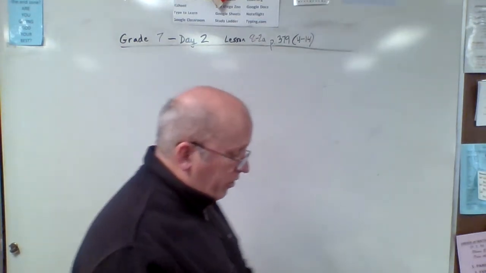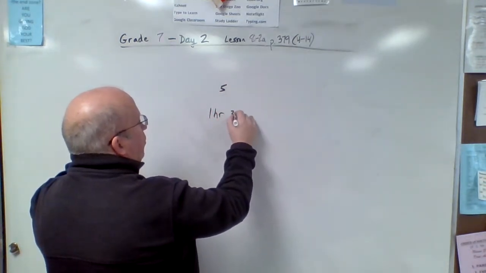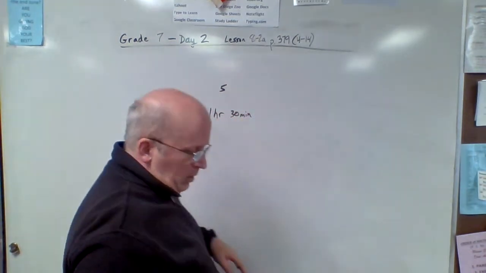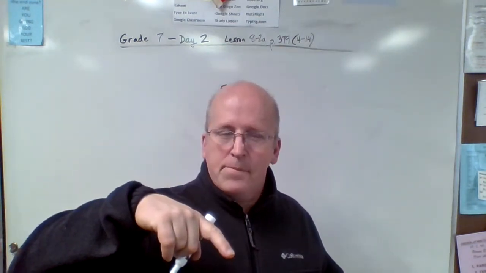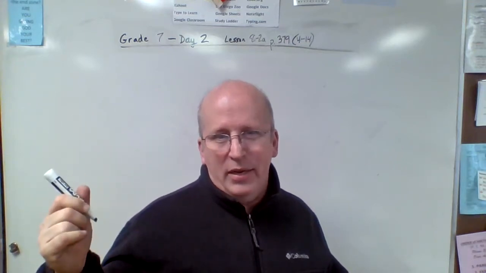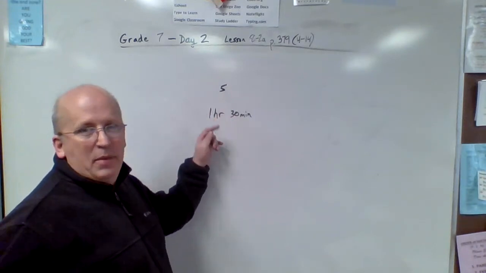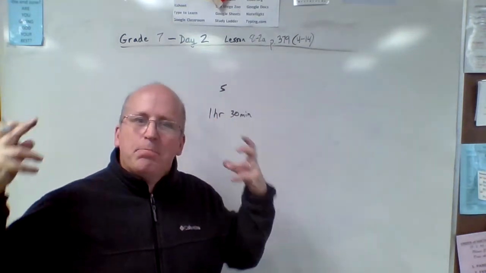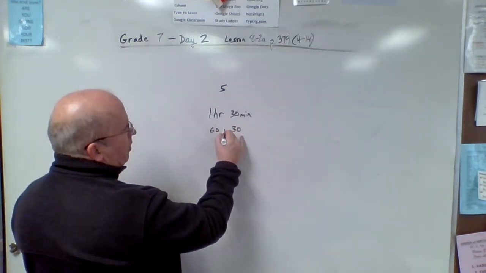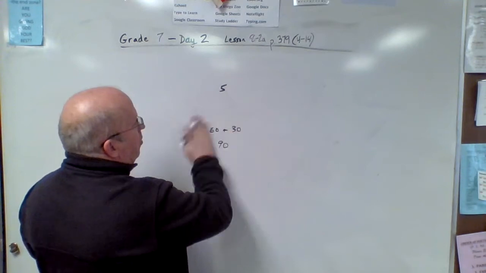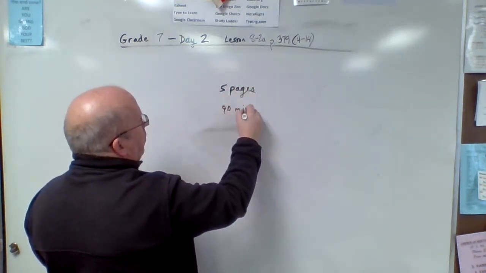Well, the first thing I noticed is that Cody did 5 pages in 1 hour and 30 minutes. Did you notice that? He went from 2 o'clock to 3:30. That's an hour and 30 minutes. I'm not going to like the fact that there's 2 labels here, hours and minutes. So I'm going to change this into just plain minutes. An hour and 30 minutes is really 60 minutes plus 30 minutes, or 90 minutes. So he's able to do 5 pages in 90 minutes.